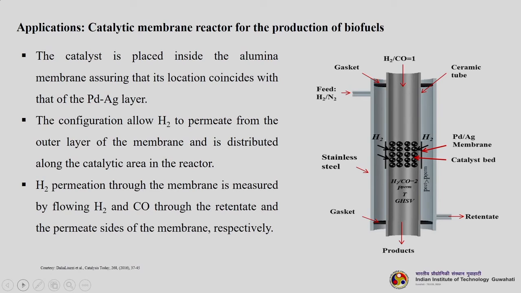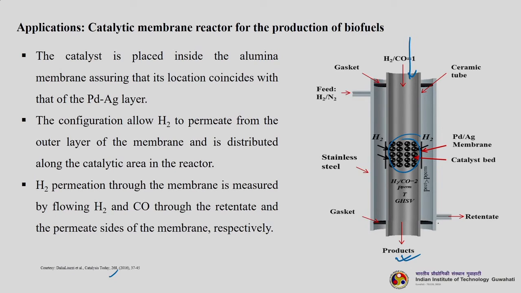So, in this particular case, which was taken from this particular reference, you can see that the configuration is done in such a way that hydrogen will permeate through the outer layer of the membrane and is distributed among the catalytic area in the reactor. You can see these are the catalyst areas inside the reactor, through which hydrogen is coming here. Then hydrogen and carbon monoxide. So, you will get your products here.